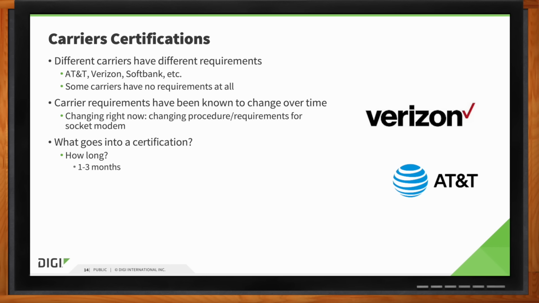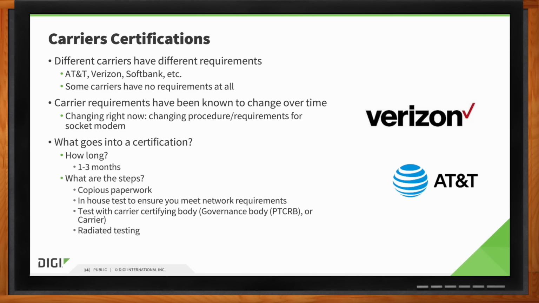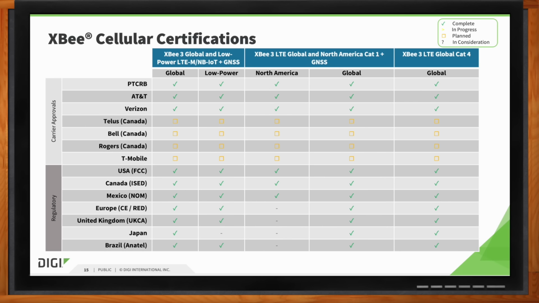So, Alec, what kind of cellular certifications does XBee cover? Yeah, so I've mentioned a few. We have a series of ones that I would say are standard on our products, where you get PTCRB, which is your global certification, as well as, in the US, AT&T and Verizon. But we are actually also planning for certification with the Canadian carriers, which can sometimes be required, and that includes TELUS, Bell, and Rogers, as well as T-Mobile within the US.